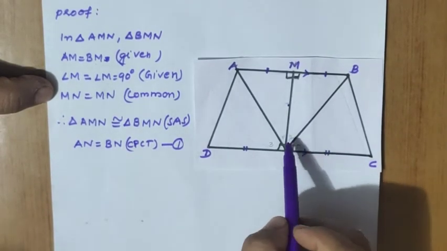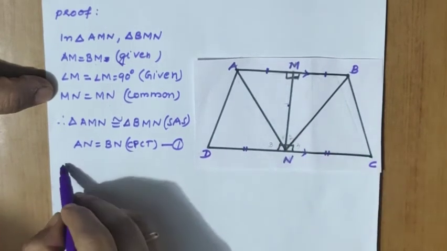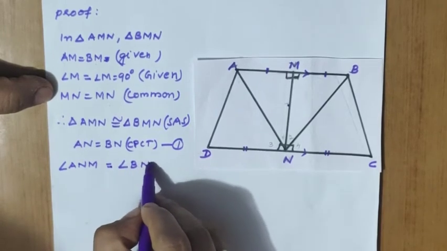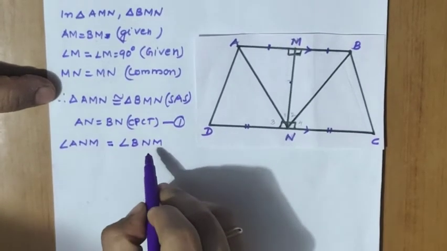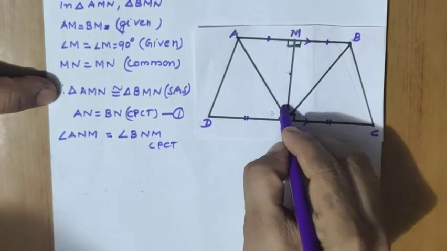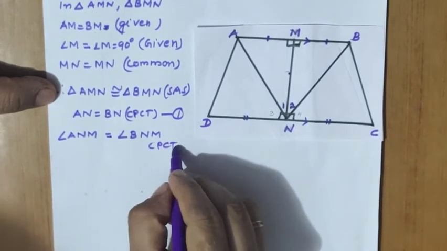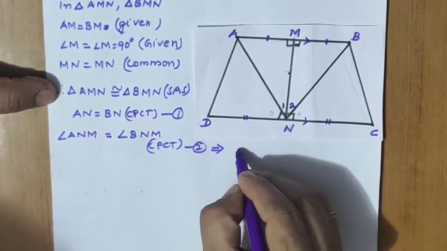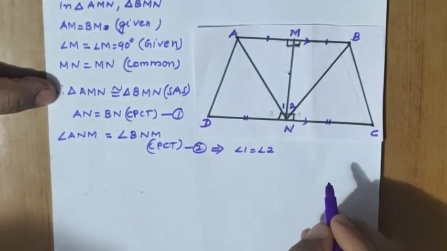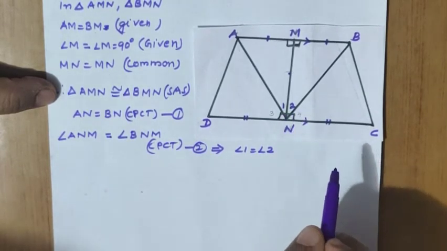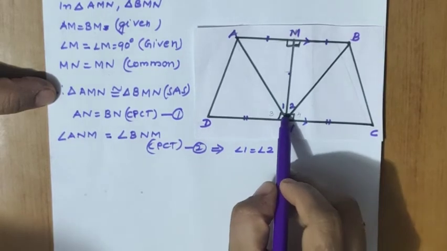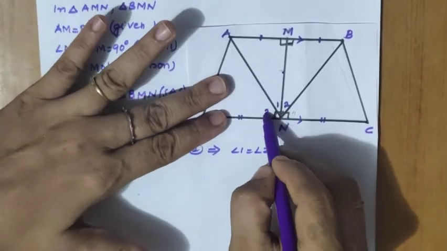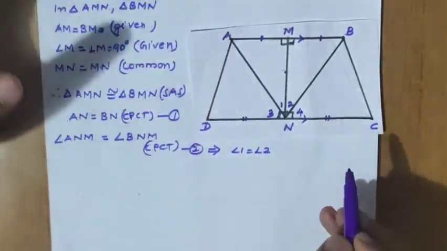One more angle I want, which is angle ANM. Triangle ANM equal to triangle BNM. Again CPCT only, but for understanding purpose I have marked here angle 1 and angle 2. So here I can write by CPCT, equation number 2, that implies angle 1 equal to angle 2. Okay, now we got angle 1 equal to angle 2. Now by this result, you know that it is given in the figure that angle N is 90 degree. So what about angle 3 and angle 4, if I mark, what is the value of that one?